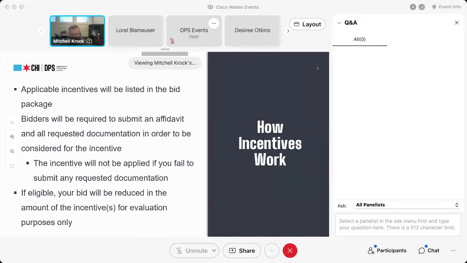For those that don't know, the way that these incentives work, again, we'll list them in the bid package. You will have to submit an affidavit saying that you qualify, and all the requested documentation listed in our rules and in the bid package. And if you're eligible, your bid will be reduced in the amount of that incentive for evaluation purposes only. You are not penalized in the amount you are paid by applying for an incentive. It will not affect how much you are paid. It just affects how low your bid is for purposes of bid evaluation.